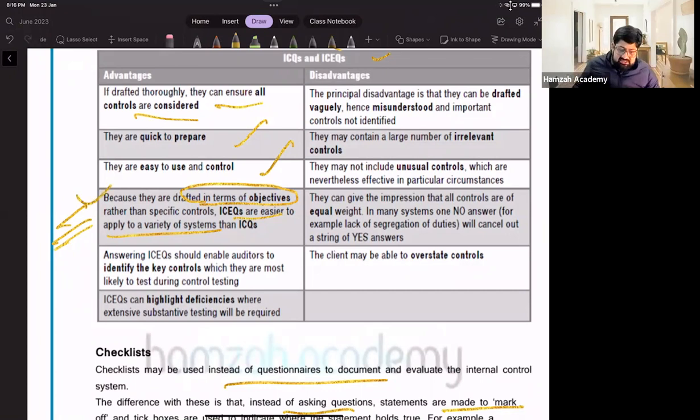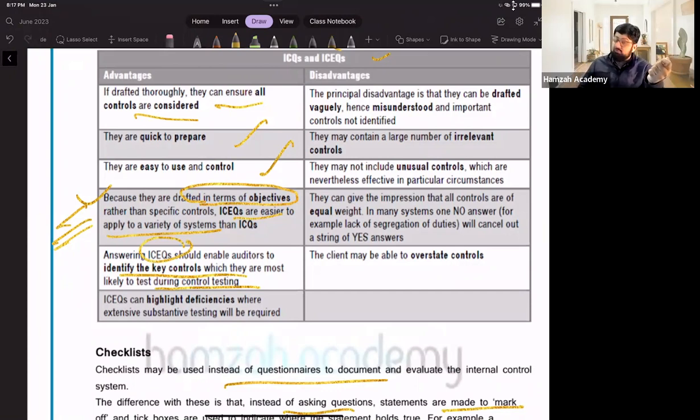Now, the answer: ICEQ should enable the auditor to identify key controls, when objectives are being met. So these are strong controls, important controls for which management says that control objectives are being met. Now the auditor will test those controls. So ICEQ identifies key controls, which the auditor tests in the control testing.